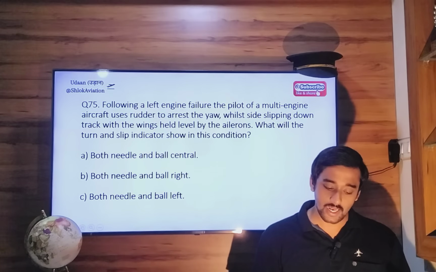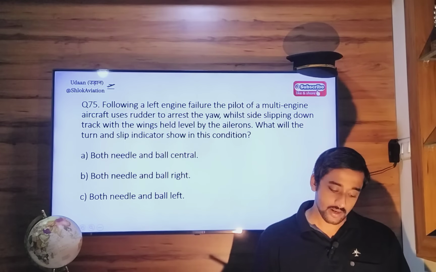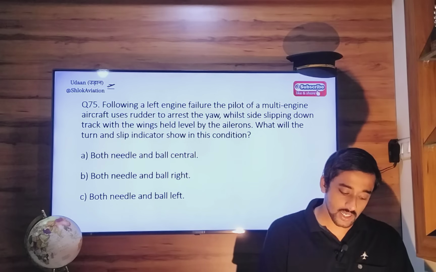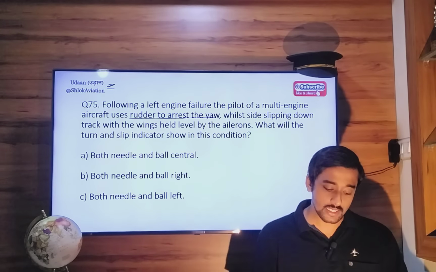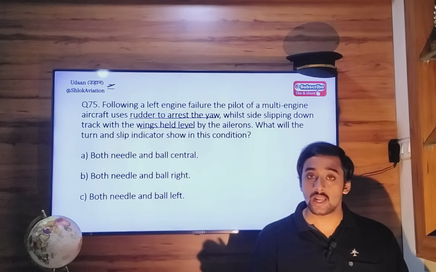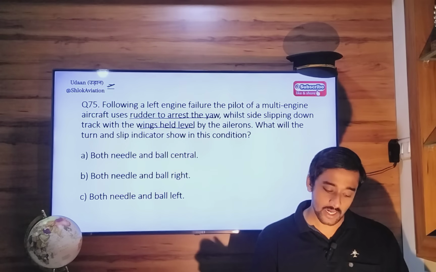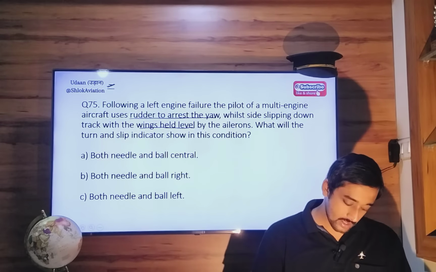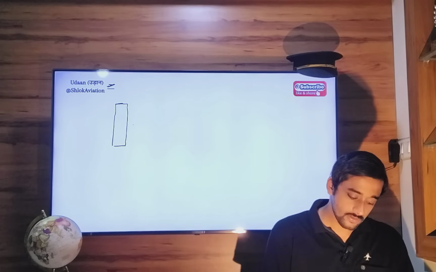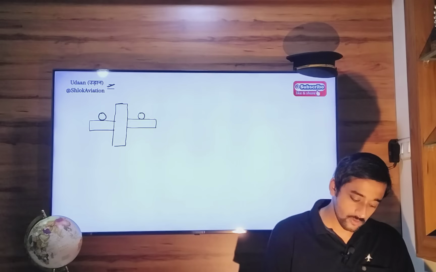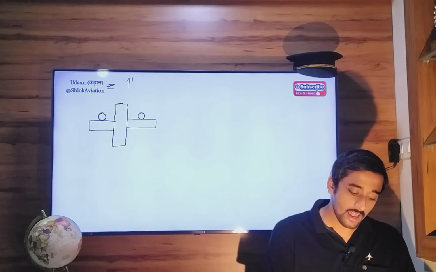Following a left engine failure, the pilot of a multi-engine aircraft uses rudder to arrest the yaw while side slipping down track with the wings held level by ailerons. What will the turn and slip indicator show in this condition? Now, let's say this is your aircraft. It's a multi-engine aircraft, that means it's twin engine, 1 and 2. You're flying straight ahead.